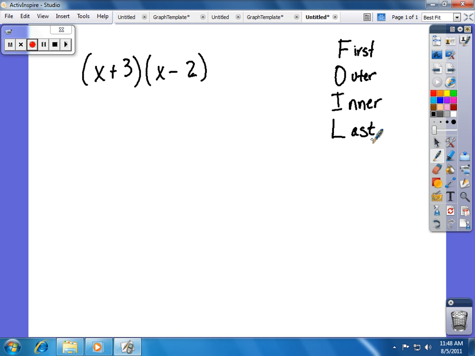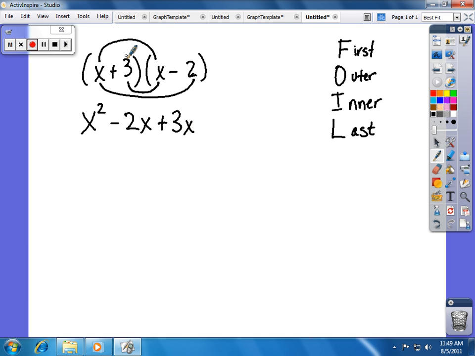Okay. And what that means is that you're going to take the first terms in each set of parentheses and multiply those together first. So we've got x times x, which is x squared. Then you're going to take the outer terms, which are these two. X times negative 2 is a negative 2x. Then you're going to take your inner terms, which are these guys right here, and multiply those together. So 3 times x is plus 3x.